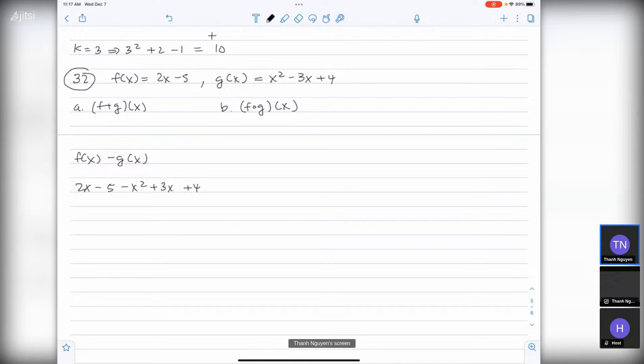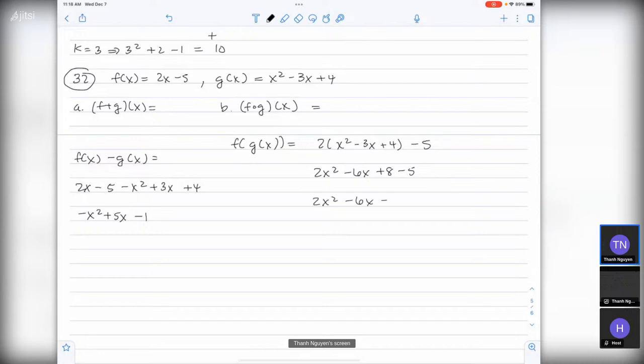So then this becomes, let's say, 5. Let's start with negative then. So this becomes negative x squared plus 5x minus 1. Okay? Straightforward. Okay? Now f composed g of x is equal to f of g of x. Then this becomes, so you just plug in g of x for x. So this is 2 times x squared minus 3x plus 4, minus 5 over here. We have 2x squared minus 6x plus 8 minus 5, right? This becomes 2x squared minus 6x plus 3.